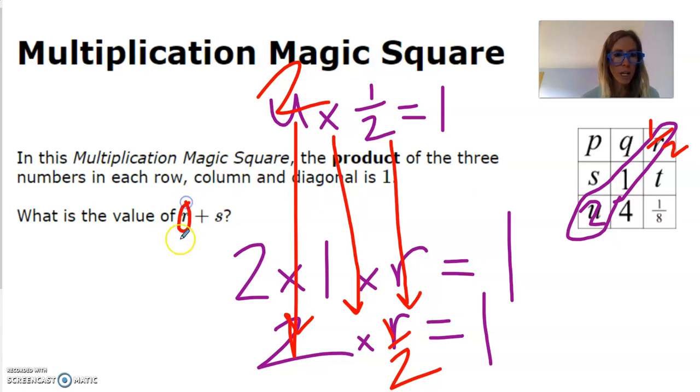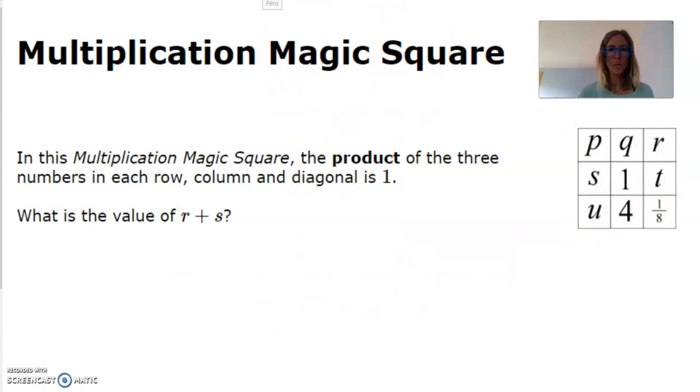Okay, so now I have the value of R. I know that's 1/2. Now I need S. Can I go straight to finding S? Well, if I look in that column, I can't find that yet. If I look in that row, I can't find that yet. So I need to find either, should I go for T or should I go for P? What do you want to do? Should we go the other diagonal? Sure. Okay. All right, so we have R is 1/2.